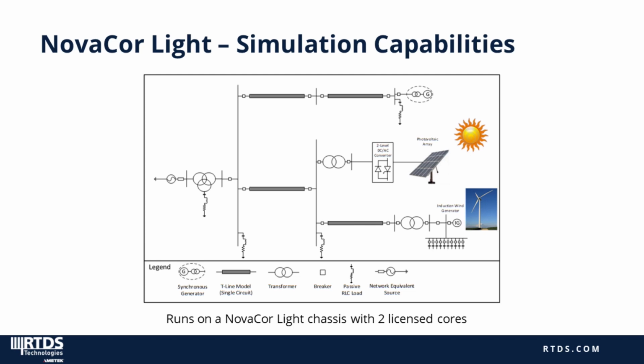Christian will go into much more detail on the types of cases we can run on a single core and a 4-core NovaCor Light. But here's an example of a network that would run with 2 licensed cores. One of the nice things about the universal converter model is that it's so lightweight. So you can place it in the main time step environment and it only requires 10 load units. And that means that folks with a single core licensed on NovaCor Light can still have detailed power electronics simulation in the 10 kilohertz switching range.